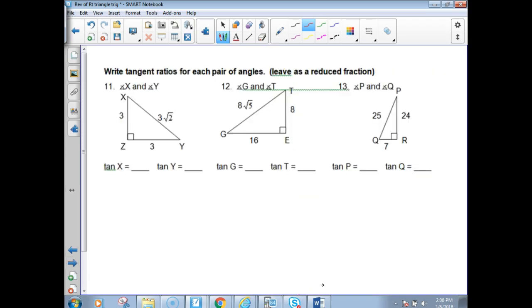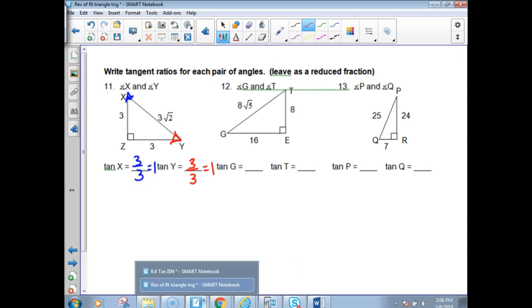Write the tangent ratios for each pair of angles and leave as reduced fractions. Okay, we don't need the calculator right now, so let's just pay attention and start writing these. Tangent of x and y. Well, if you're coming from x, then you're looking from here, and it would be opposite over adjacent. I get 3 over 3, and then because I'm going to come from the y value, I'm now coming from over here and looking out, and I see 3 over 3 also. Well, these both give me 1. Tangent of x is 1, tangent of y is 1.